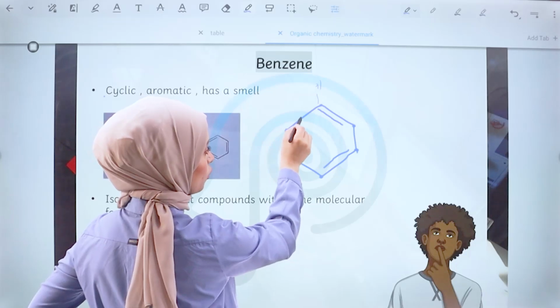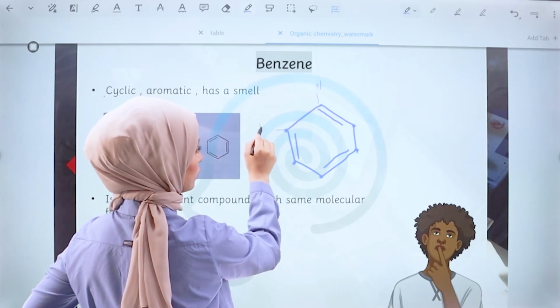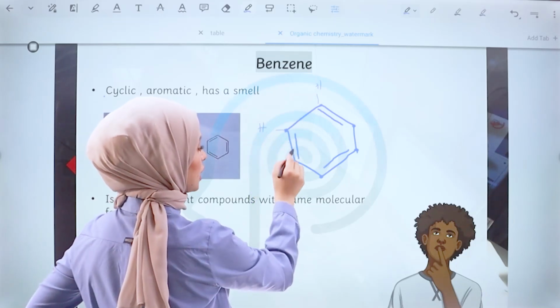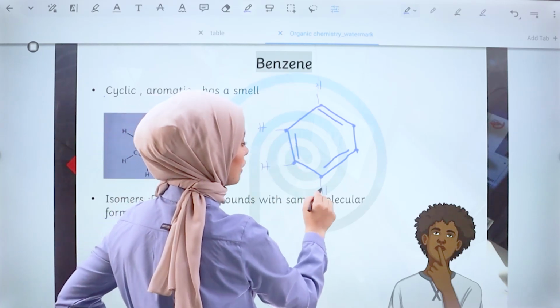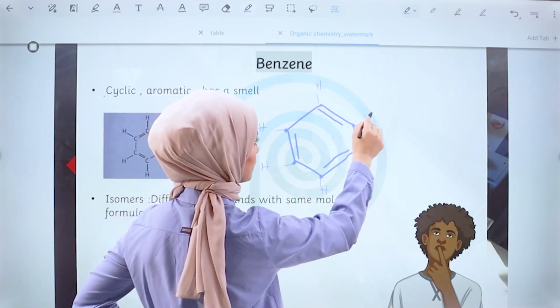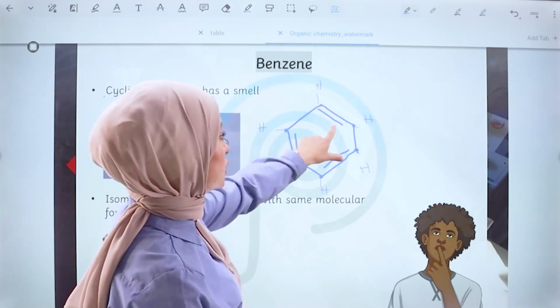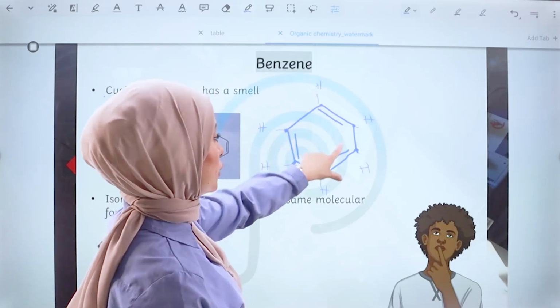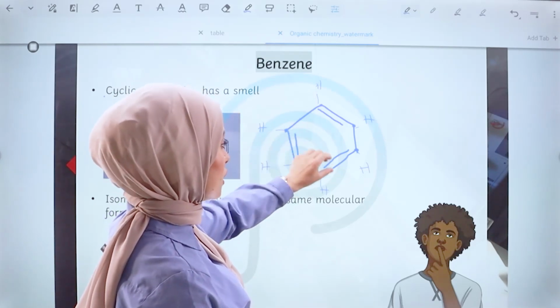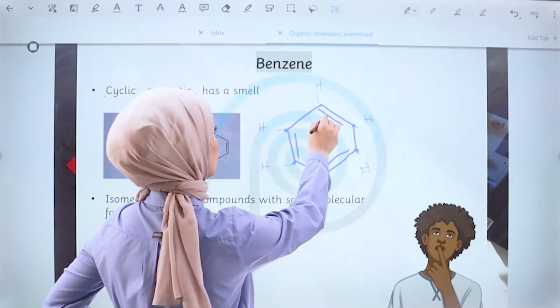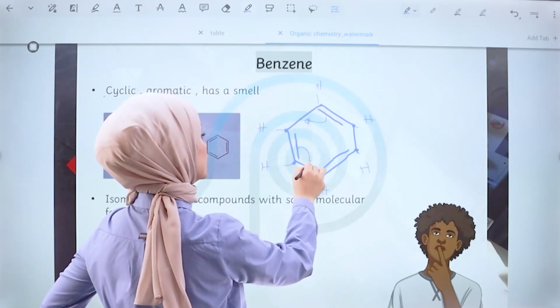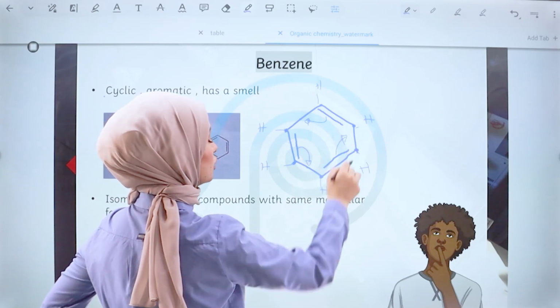This carbon contains 1, 2, 3 bonds, so it needs only 1 hydrogen. The same for this, the same for this, the same for this. But actually, these double bonds can transfer, can move, okay? They are not fixed here and here and here. This double bond can move here, and this double bond can move here, and this double bond can move here.